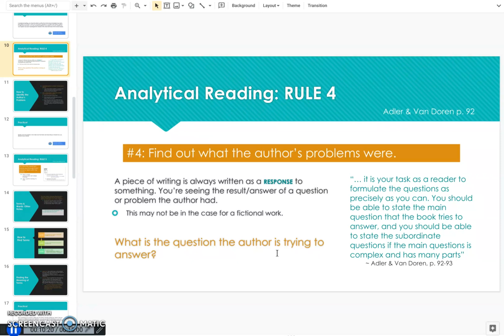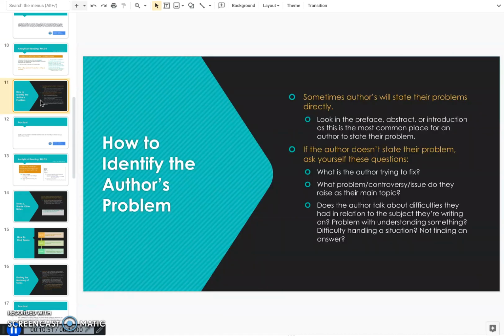Okay, so here's the quote from Adler and Van Doren. It is your task as a reader to formulate the questions as precisely as you can. So that means the original questions that the author had. What were those original questions? You should be able to state the main question that the book tries to answer, and you should be able to state the subordinate questions if the main question is complex and has many parts. All right. So again, this is like for a book, maybe even some of the articles we read, there may be more than one question the author was seeking to respond to.